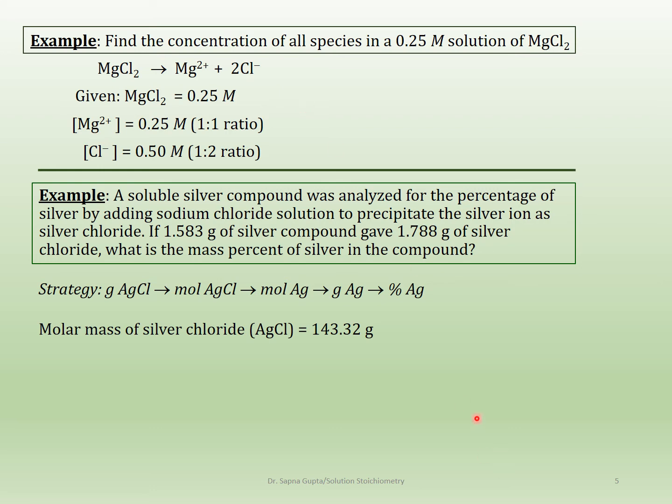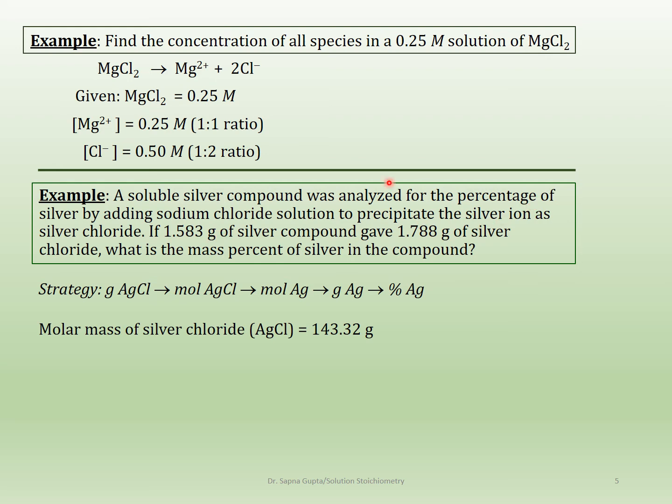All right, next problem. A soluble silver compound was analyzed for the percent of silver by adding sodium chloride solution to the precipitate, and the silver ion is precipitated then as silver chloride. If 1.583 grams of silver compound gave 1.788 grams of silver chloride, what is the mass percent of silver in the compound? Okay, so let's look at this problem. All right, it is a precipitation reaction, and the product that's being formed is 1.788 grams, okay? The initial compound was 1.583.